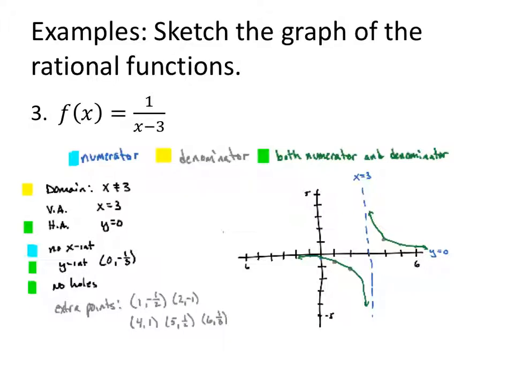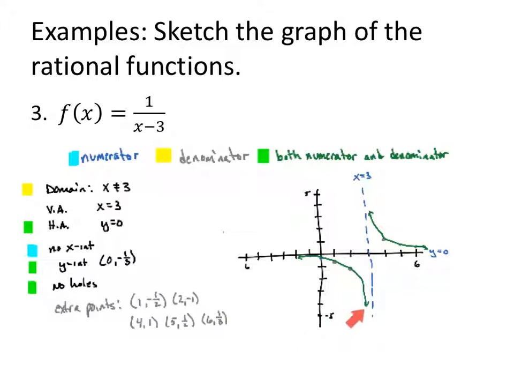If f of x equals 1 over x minus 3, there's nothing to simplify here. The domain: x cannot be 3, so the vertical asymptote is x equals 3. The numerator has a smaller degree than the denominator, so the horizontal asymptote is y equals 0. The numerator is never 0, so no x-intercept. When x is 0, the y value is negative 1/3. There are no common factors, so there are no holes.